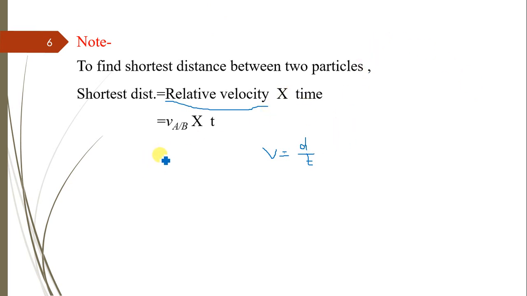So here the shortest distance is equal to the relative velocity of A with respect to B multiplied by the time. Or if you want to determine the time interval required to cross this much distance, then you can calculate it as t equals distance upon velocity, where the velocity is the relative velocity. So in this way, by using these fundamental things, we can determine the relative velocity between two moving objects.